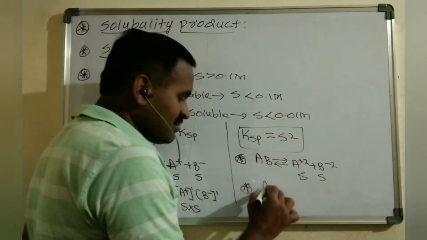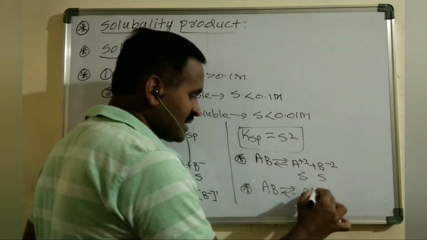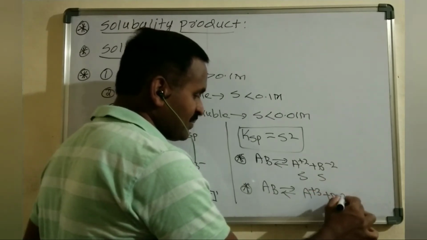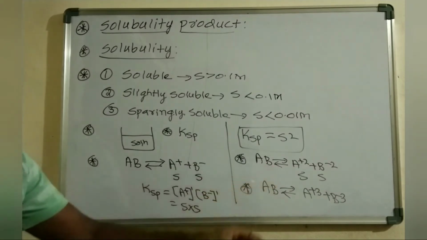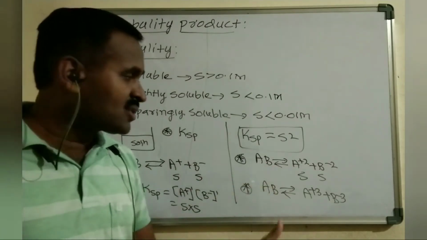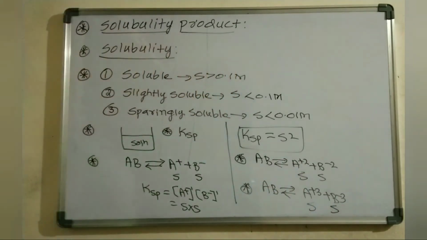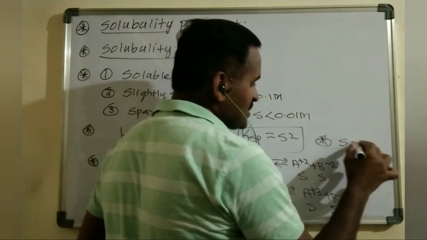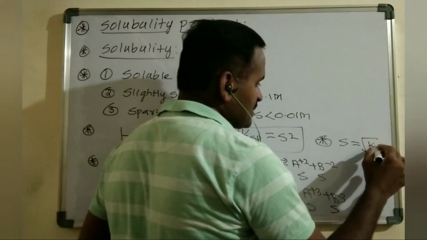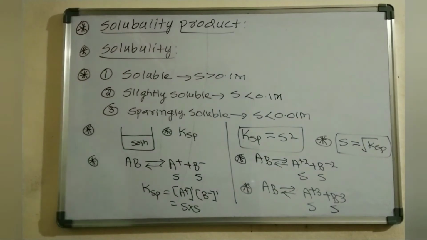If you take this AB type of electrolyte again, if it is A plus 3 and B minus 3, that means this is a divalent AB type of electrolyte, and a trivalent AB type of electrolyte also. Again you will get its solubility product KSP equals S square, and from this I can write its solubility S equals square root of KSP.